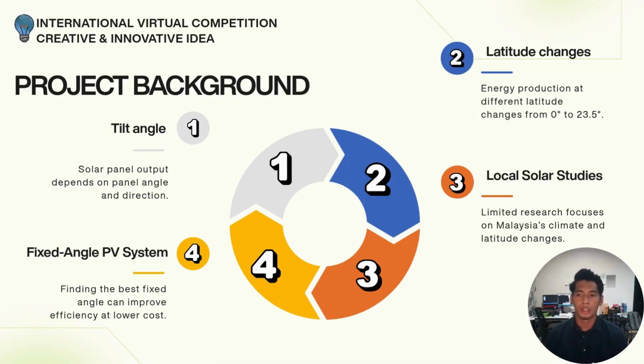First, the angle. Solar panel output depends on panel angle and direction. This is because the larger panel surface exposed to solar irradiance can generate more energy. Second, latitude changes. Energy production at different latitudes changes from 0 degrees to 23.5 degrees. Latitude changes occur due to the tilt of the Earth's axis, which causes seasonal weather variations throughout the year.